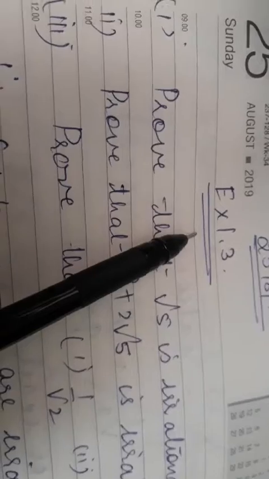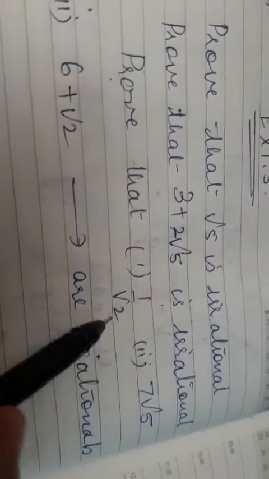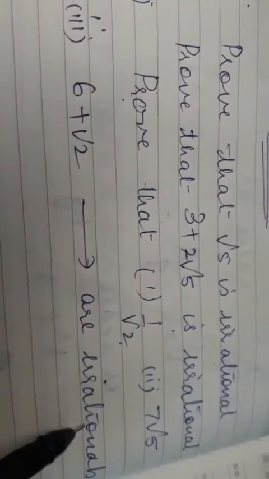Yesterday, I had explained to you what irrational numbers are, and then we completed two theorems. Similarly, we have the same type of questions. Prove that root 5 is irrational. This is from the exercise. Prove that 3 plus 2 root 5 is also an irrational number, and prove that 1 upon root 2, 7 root 5, and 6 plus root 2 are irrational numbers. So I will solve one or two. You will be able to understand how to solve the others.